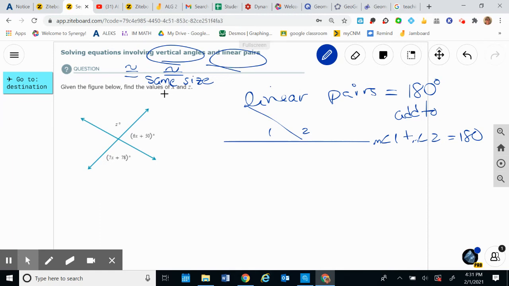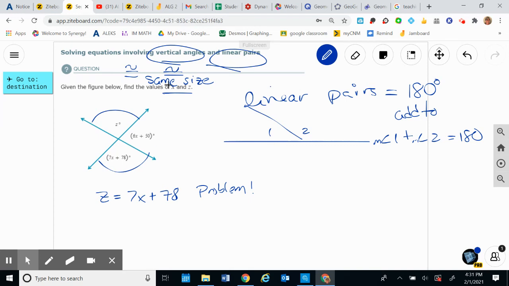Okay, it says find the values of x and z. So take a look. You have to go, okay, what do I have? I have two lines that intersect. What did they form? Vertical angles. So we know that this angle is congruent to this angle. We could write z equals 7x plus 78, but we have a problem. We can't have two variables and one equation. That doesn't work. So we can't do this one yet. We need to do something first.